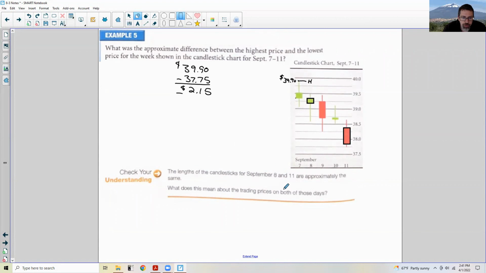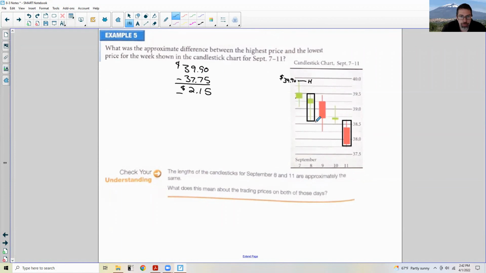What does this mean about the trading price on both of those days? So what they're talking about is taking this to the high and bringing it down to the low. Let me redraw that. So what they're talking about is the whole candle. So from here to here and from here to here are approximately the same from the high to the low. What does it mean about the trading price on both of those days?